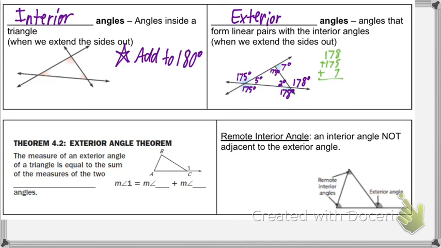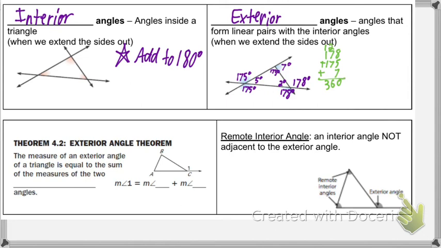plus 7. Okay, well, what's 5 plus 8? 5 plus 8, 13, plus 7, 20. So carry the 2, drop down the 0. What is 2 plus 7 plus 7? 16. So drop the 6, carry the 1. What is 1 plus 1 plus 1? 3.